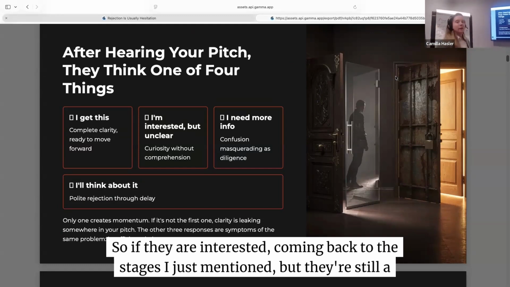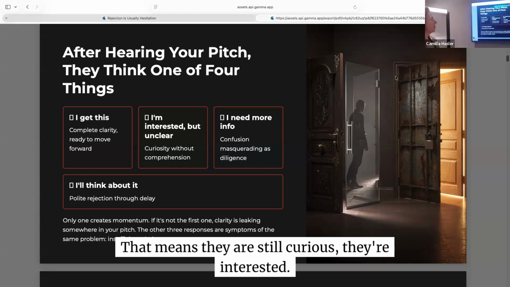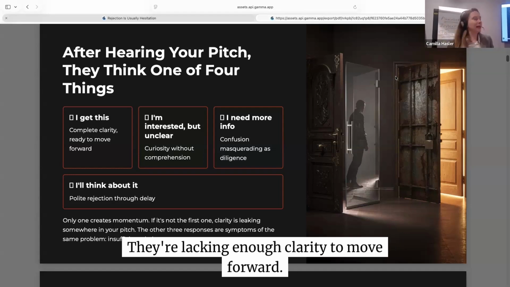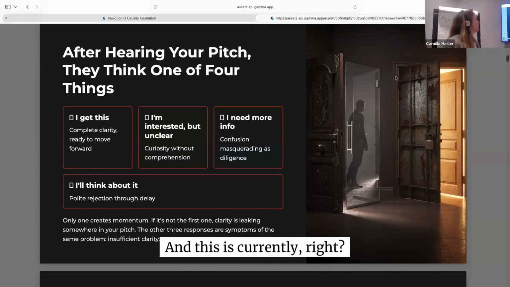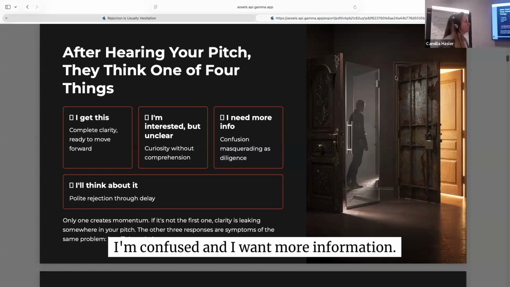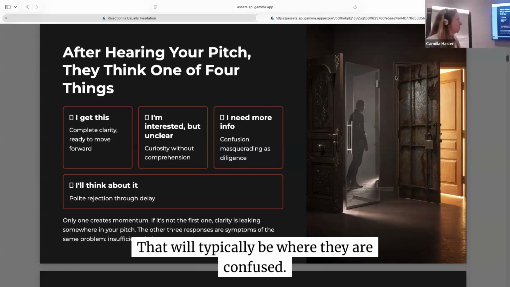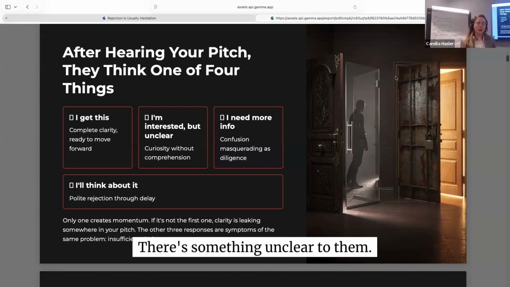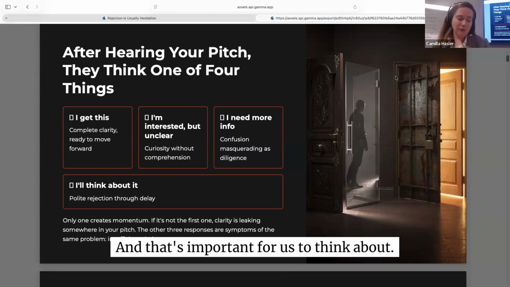If they are interested, coming back to the stages I just mentioned, but they're still a little bit unclear, that means they are still curious and interested, but lacking enough clarity to move forward. Maybe they're thinking, I just need a bit more info. I'm confused and I want more information. Have you ever had a buyer say to you, can you send me an email of this? Could you share more with me? That will typically be where they are confused. There's something unclear to them, which maybe they were almost embarrassed to raise. And that's important for us to think about.